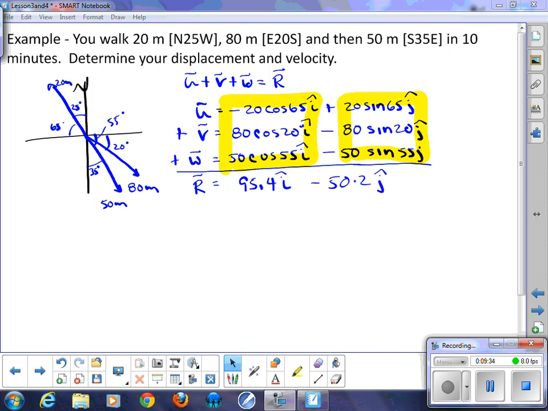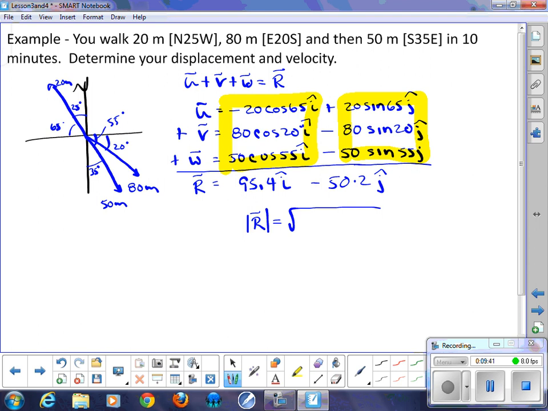So I get 95.4i minus 50.2j. The magnitude of my resultant will equal the square root of 95.4 squared plus the negative 50.2 squared. Remember, when you square a negative number, it always ends up being positive. So we'll make sure with the calculator, I never actually use the negative in there, so I don't have to worry about it. But you get a resultant of 107.8 meters. So that's how far you traveled from your starting point. And that's all that's really measuring, is how far have you gone from your starting point.